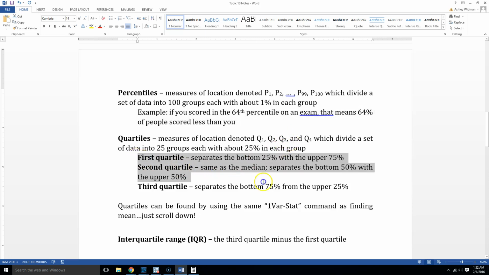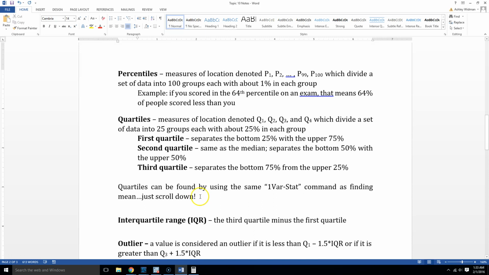The first quartile separates the bottom 25% from the upper 75%. The second quartile is exactly the same as the median, and it separates the data set dead in half. The third quartile separates the bottom 75% from the upper 25%. We're going to be using quartiles a decent amount as we go on. Again, they're just a specific case of percentiles, so P25 is the same thing as Q1. Q4, the fourth quartile, is actually your maximum number. So that one isn't too much.